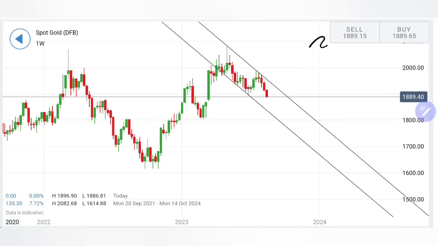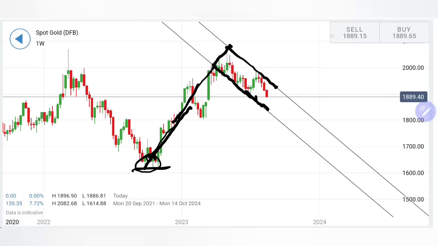Also, let me show you one more thing. This is a good pole here, and this is a good flag here. So it is still continuing to form a pole and flag formation, which suggests that it is still bullish in the long run. When I say long run, you have to see the bottom here on the weekly chart. This is also a triple bottom level at around 1600.